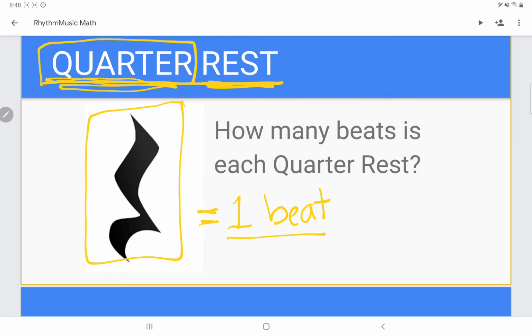I know it's kind of hard to draw these quarter rests, scholars, but just try your best. If you don't quite get it, you can do a little bit of a squiggly line like I did in red, but just make sure that you have quarter rest, the title. Try your best to draw the rest there, and make sure that you have that it is equal to 1 beat, just like our quarter note.